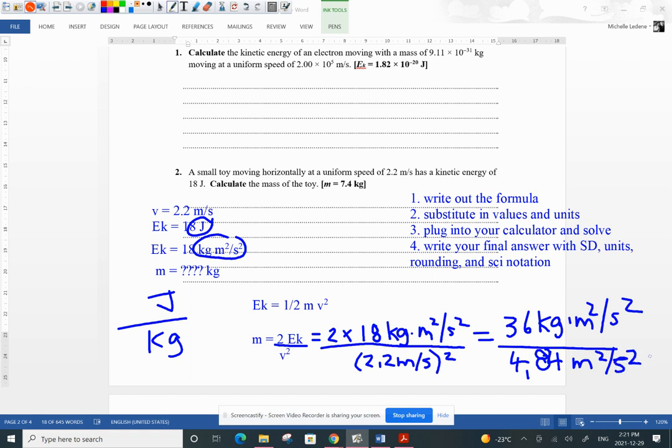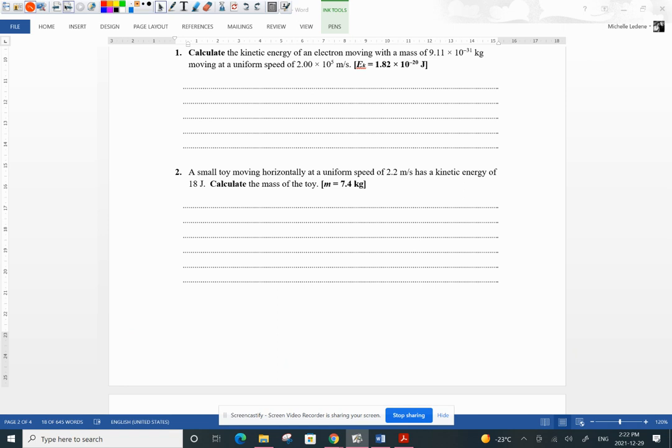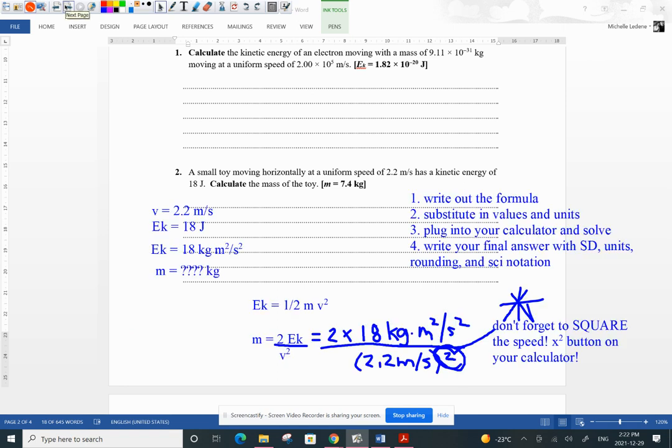Okay, so look at this, guys. What can cancel? Meters squared can cancel, seconds squared can cancel. And what am I going to be left with? Well, I'm going to be left with kilograms. Is that a correct unit for mass? Absolutely. And so your final answer, now you have to give that to the right number of sig digs.